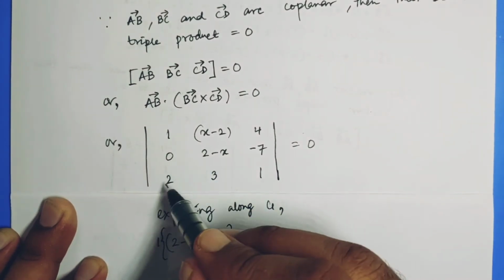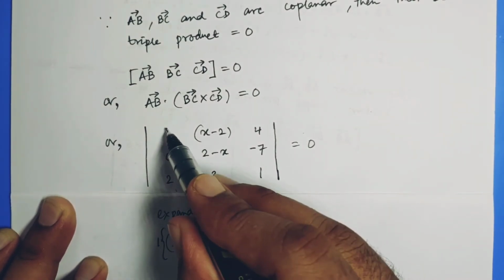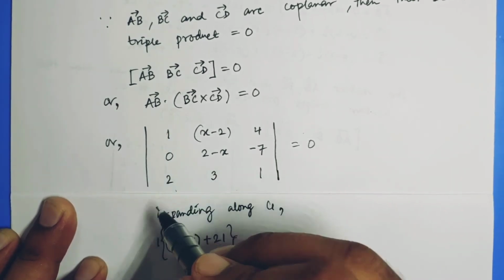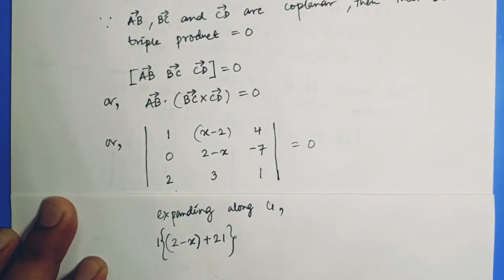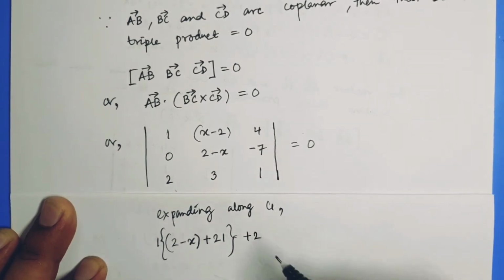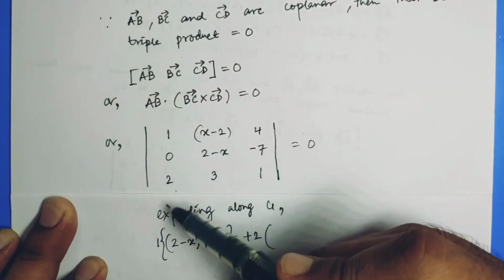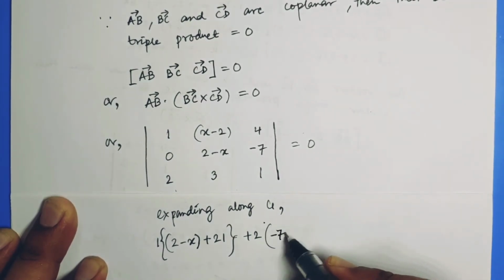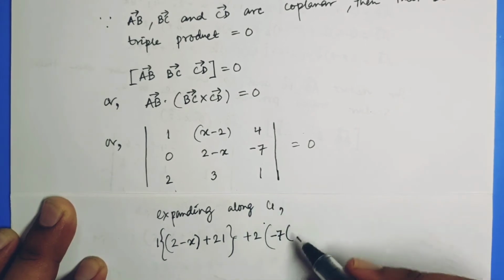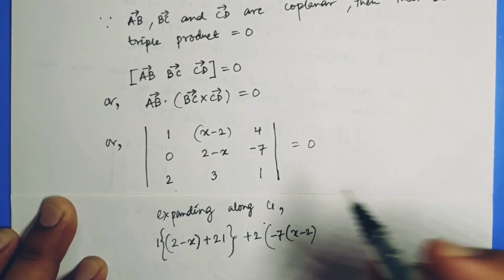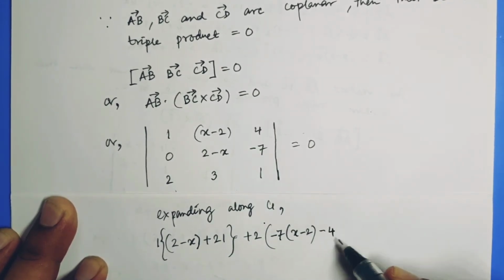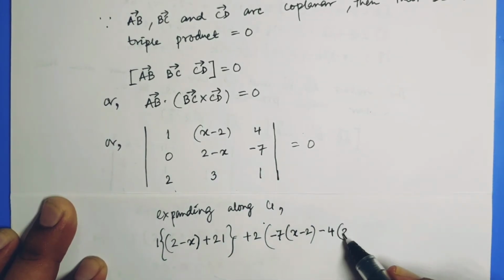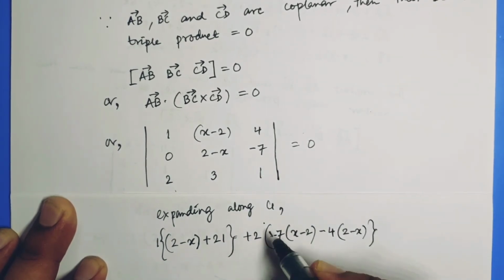Now what sign will it be? It is third row, first column. So 3 plus 1 is 4, and 4 is what? Positive, right? So this one will be plus. So plus 2 into this one, which will come out to be minus 7 into (x minus 2), and you have minus of 4 into this one, which will be (2 minus x). Let's give second bracket in here.